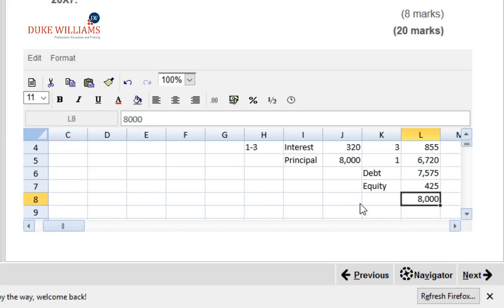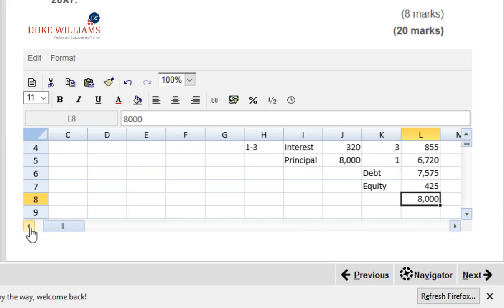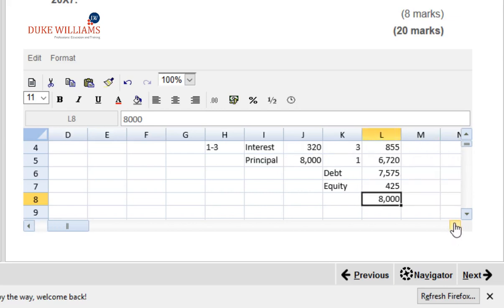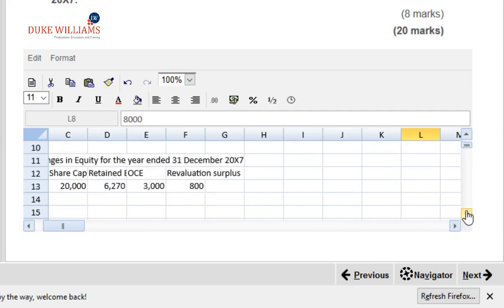So the equity value is approximately 425. Good, you're making progress. Now this is what you do with this. Not to forget, we have the equity option which we will need for our statement of changes in equity. So what I will do is to quickly take the equity to the statement of changes in equity.